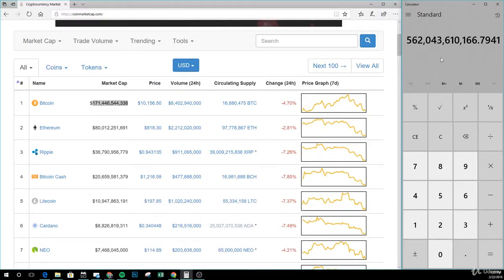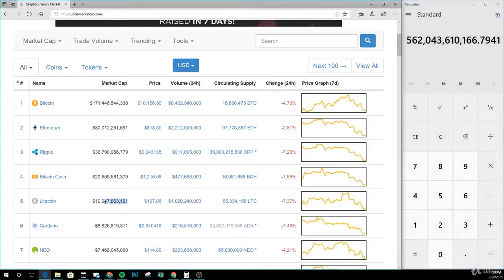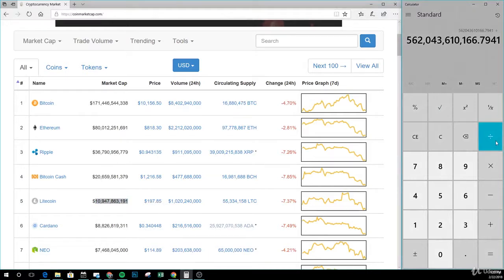In fact, let's just divide this hypothetical market cap here by Litecoin's current market cap. And you could see that we'd have to have a 51 times appreciation in market cap for the price of Litecoin to equal the price of Bitcoin. Alright, so I know that was a lot of information there and a lot of math, but here's my conclusion out of everything that we've been calculating here.